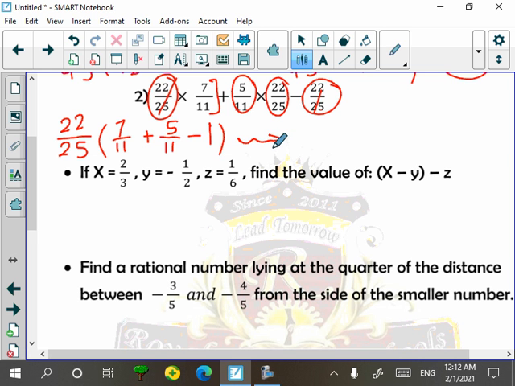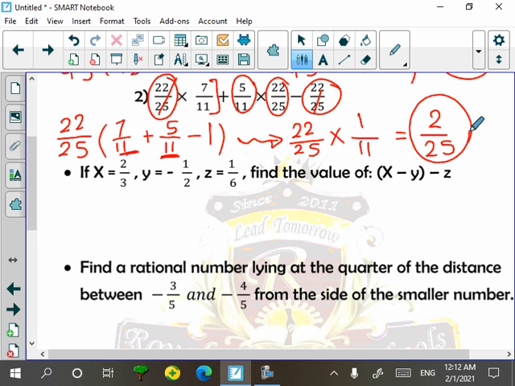Then the answer will be 22/25 times, by using the calculator, 7/11 plus 5/11, it will be equal to 12/11 minus 1. The answer will be 1/11. Then by using the calculator again, 22/25 times 1/11, the answer will be 2/25. Okay.